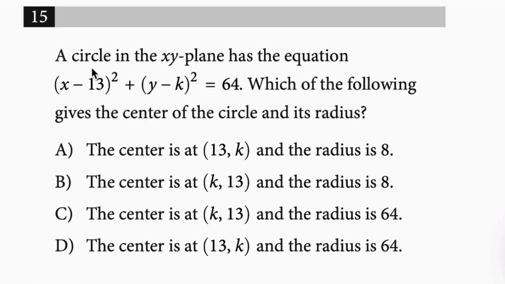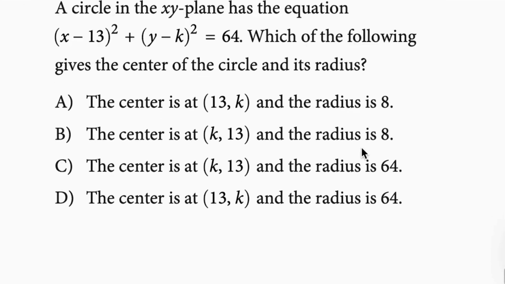Question number 15. A circle in the xy plane has equation (x minus 13) whole squared plus (y minus k) whole squared is equal to 64. Which of the following gives the center of the circle and its radius? So center coordinates and radius, we have to find this.